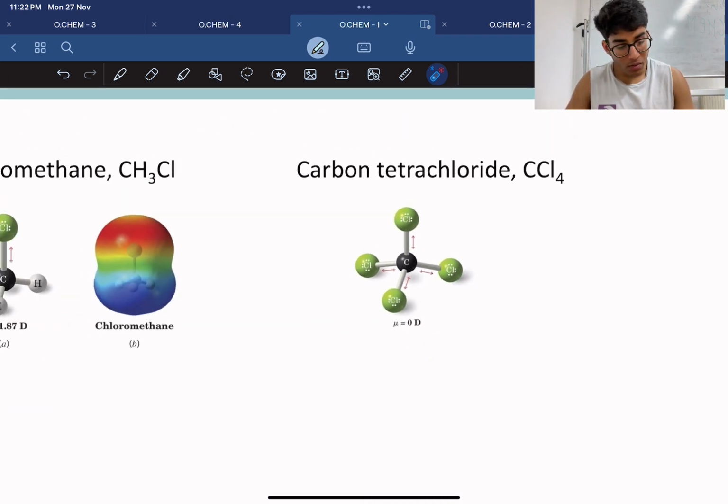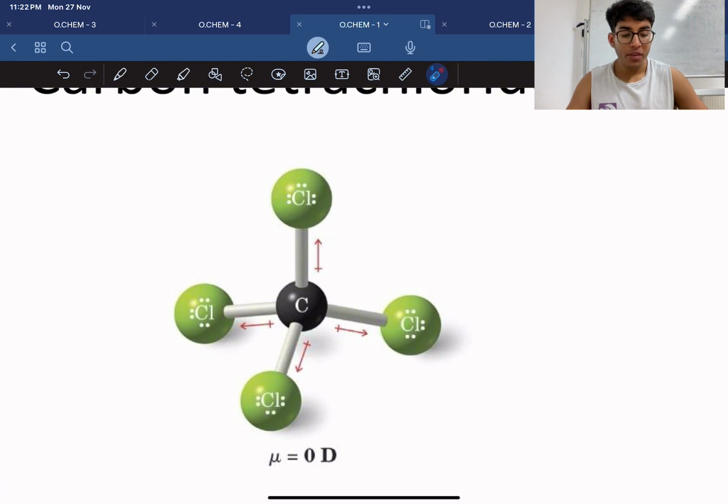Now this molecule, you might say, oh, since it's going one direction, this direction, this direction, this direction, all of the electrons are being pulled that direction. Since they all have this symmetry, they should cancel out, and hence it's nonpolar. It doesn't work like that. Don't use your brain.